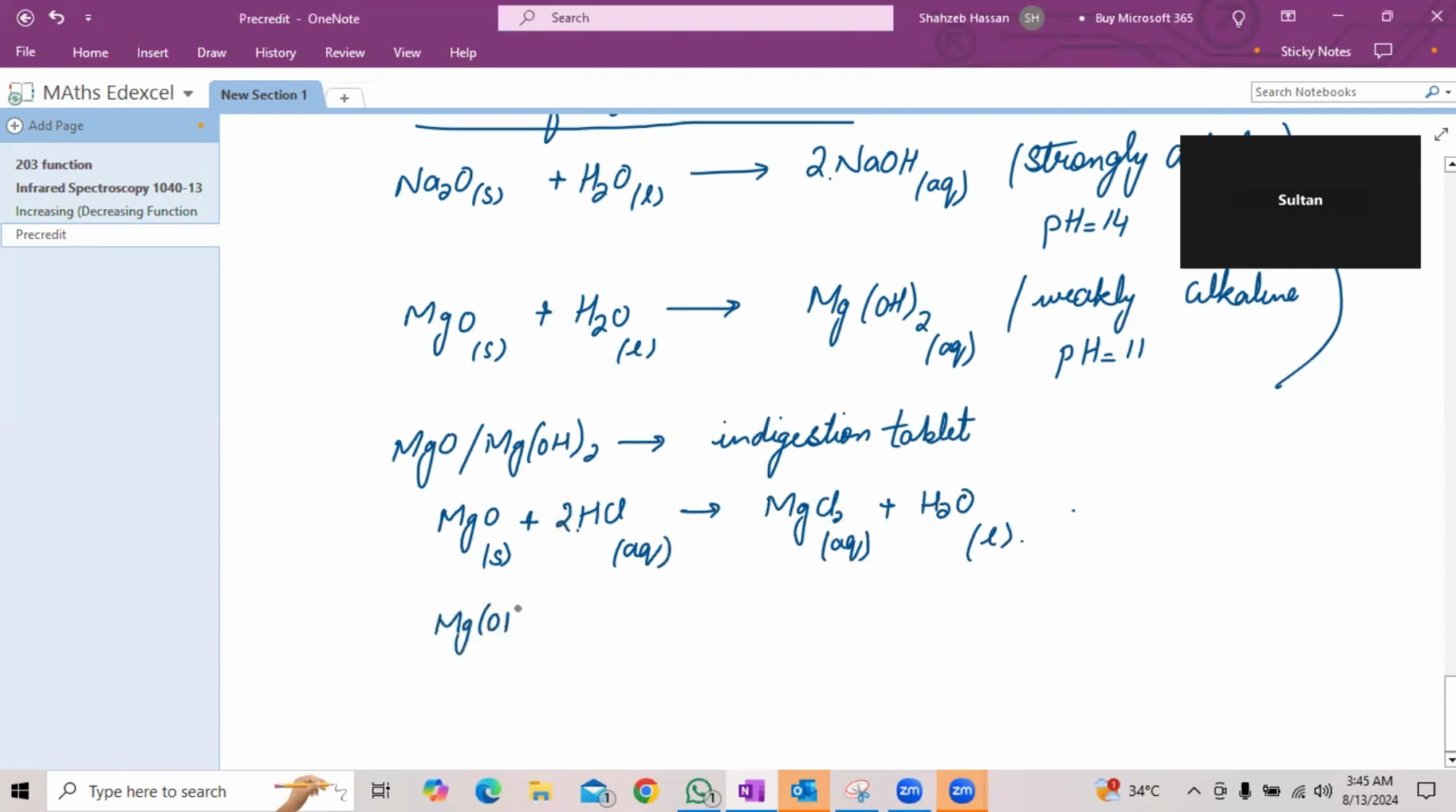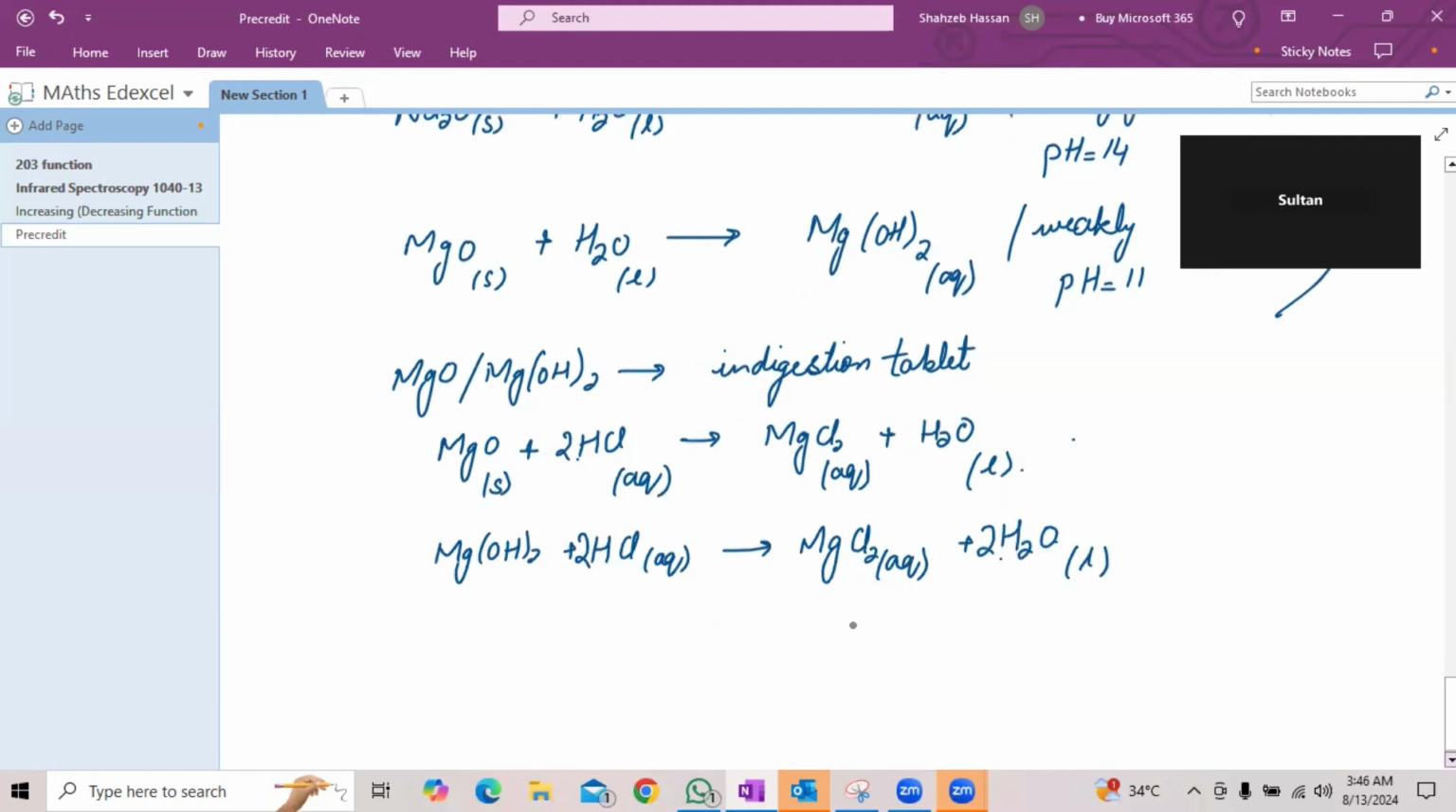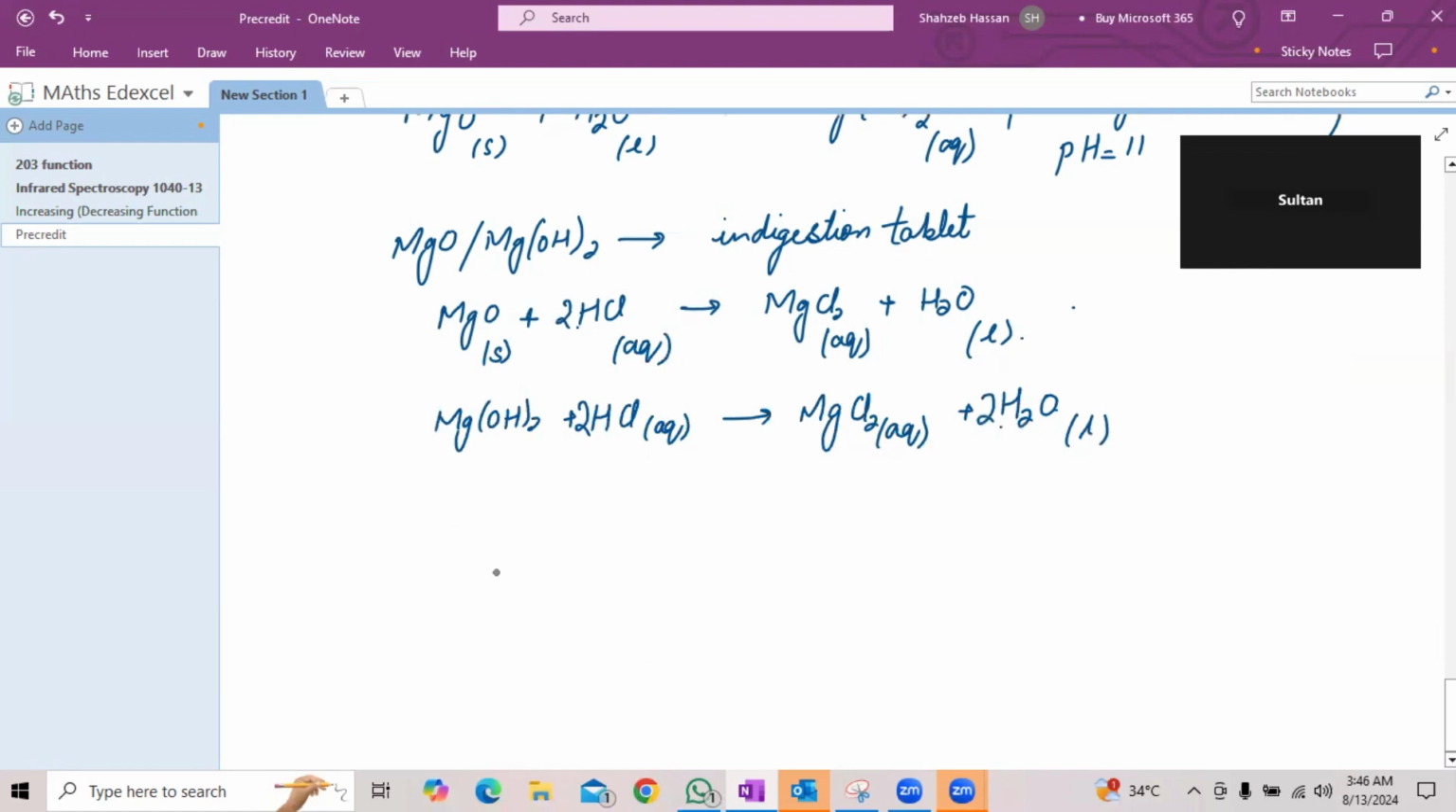Or magnesium hydroxide. Let me write the reaction for that as well. That is also going to react with HCl, which is in aqueous form, and would form magnesium chloride in aqueous form with the production of water as well. So let's balance it. We are going to put 2 here, and we have to put 2 here as well. Is that clear? Okay.